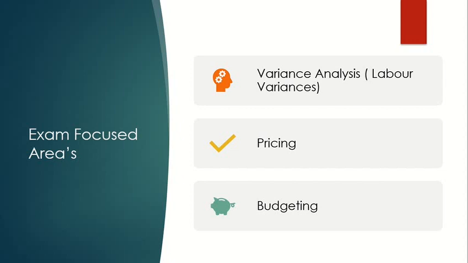Or either they can link this learning curve theory to the pricing decision. So if your pricing is based on the cost at that point, there is an impact from this particular learning curve theory, because if the learning curve theory applies, your standard cost will get changed. If your standard cost gets changed, it means your pricing will get changed.